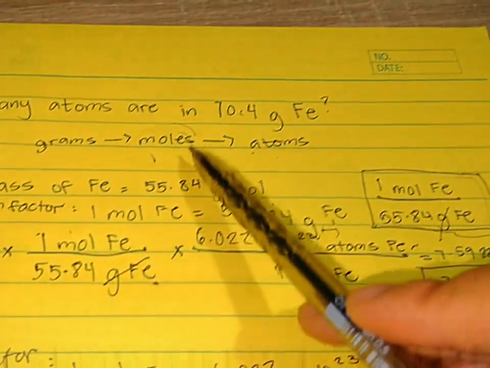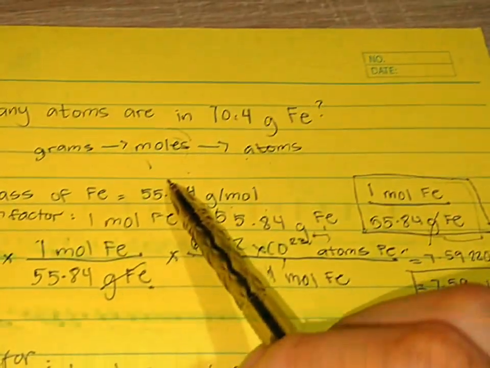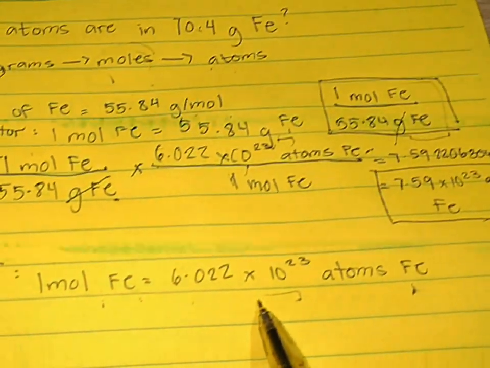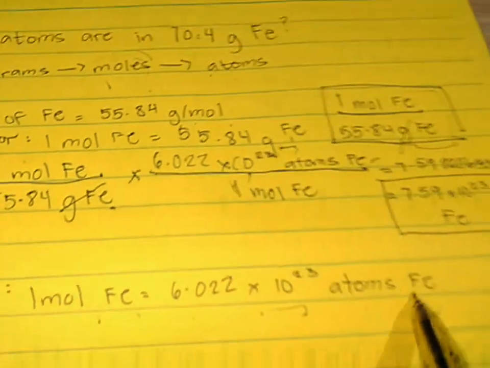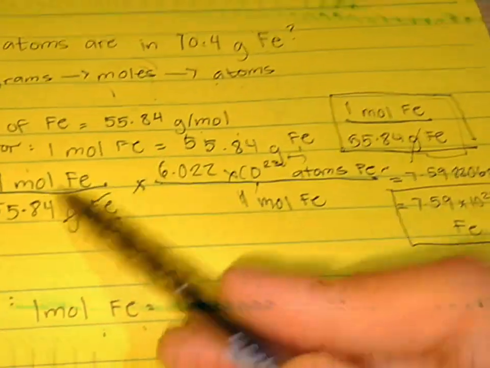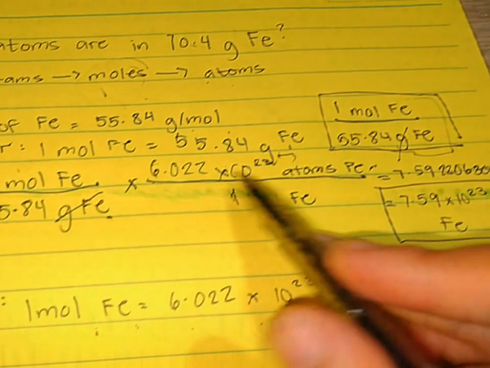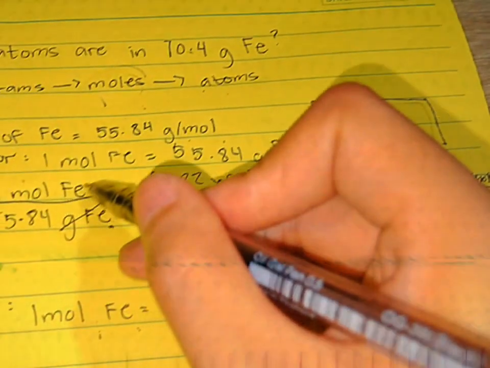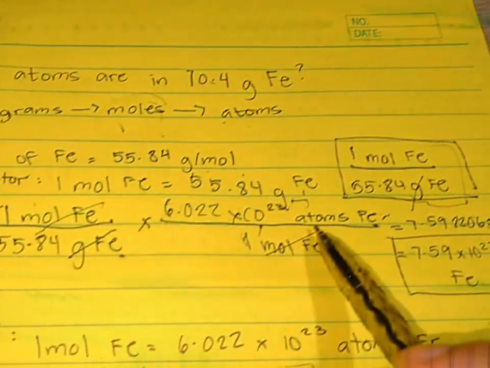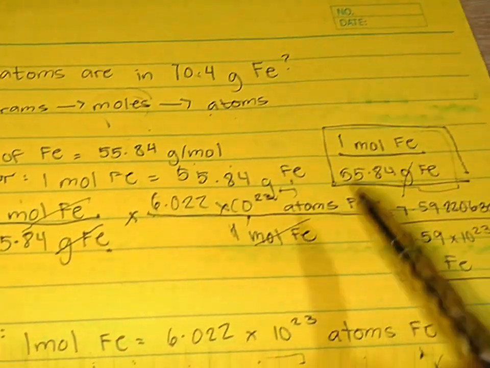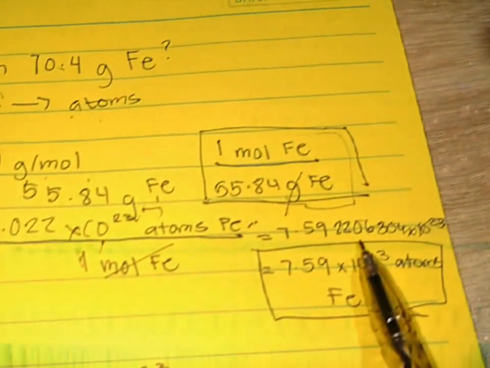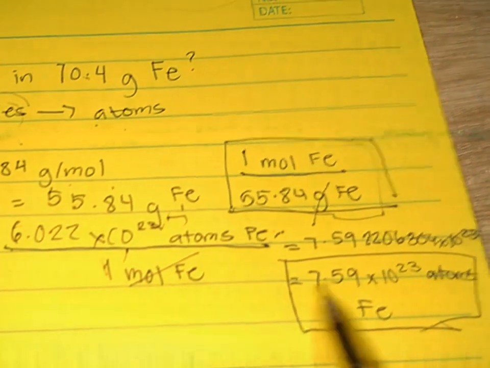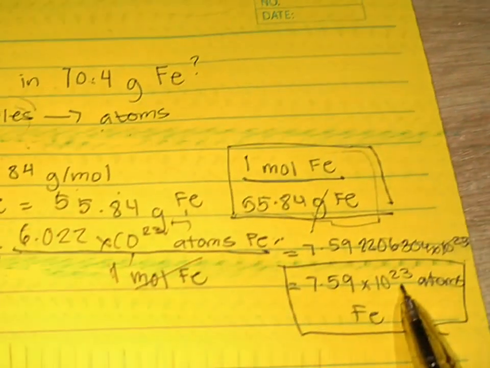And we will use moles, so we need to come up with another conversion factor, which is this one. 1 mole of iron is equal to Avogadro's number of atoms of iron, which we can see here. Since we have moles here, we should use this conversion factor so we can cancel out the moles unit, which leaves us the atoms unit. If we use the calculator, we will come up with this number, rounding it off to the nearest hundredths place, which gives us 7.59 times 10 raised to 23 atoms of iron.